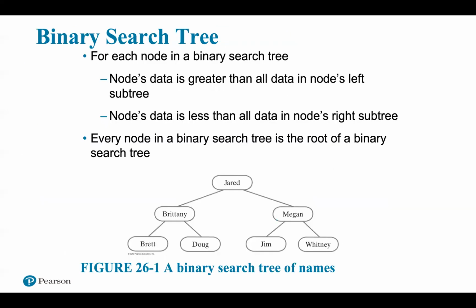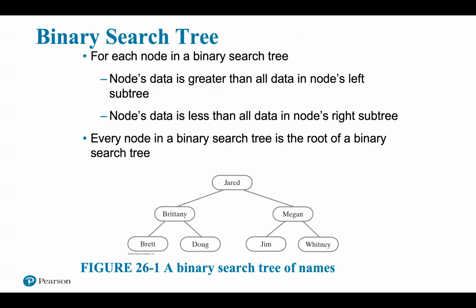So let's get some introduction here. As we get started, a binary search tree is a binary tree whose nodes contain comparable objects and are organized as follows. For each node in the tree, the data is greater than the data in the node's left subtree. The data in a node is less than the data in the node's right subtree.